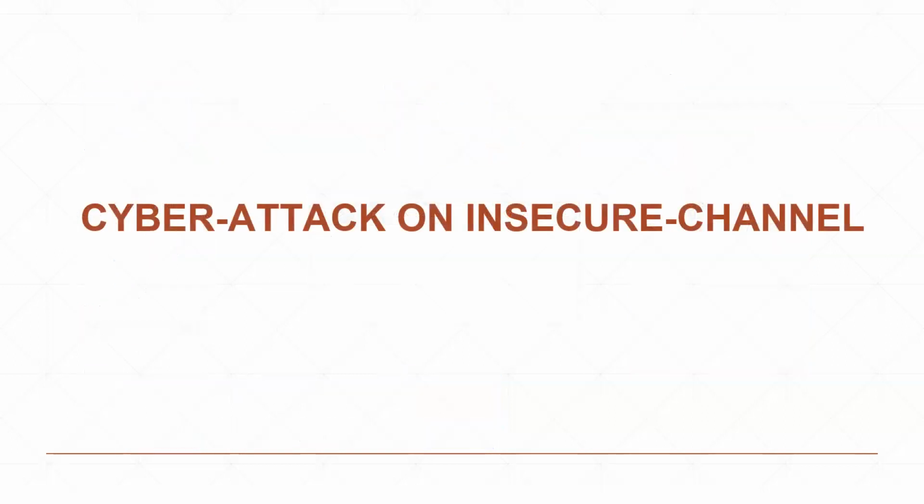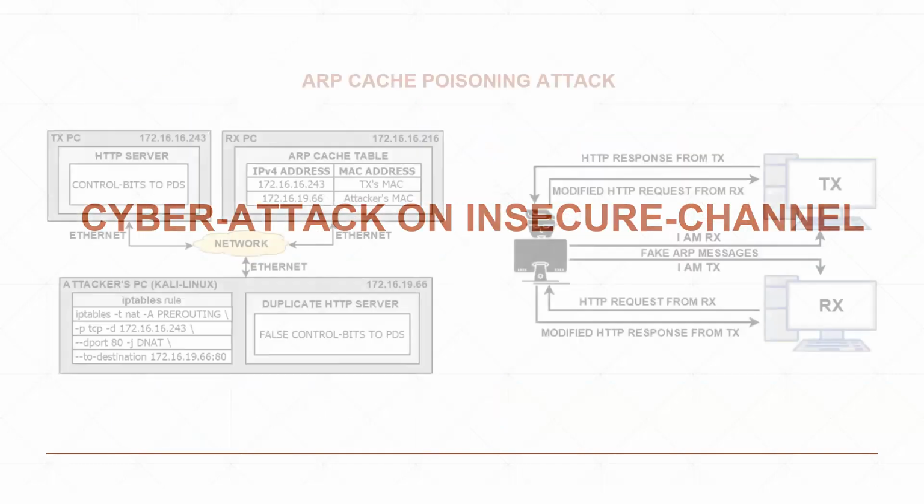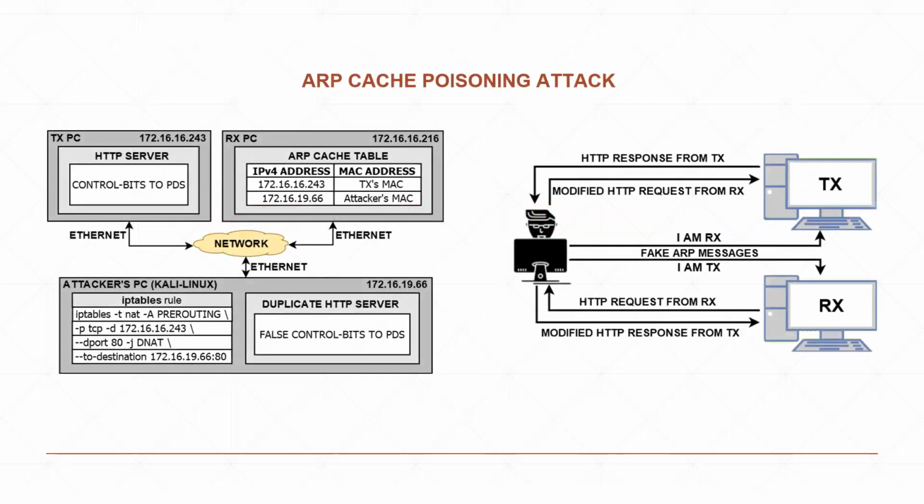Now I'll explain the methodology of the data injection attack I have performed on this insecure channel. This is the procedure followed to perform the FDIA attack using the ARP cache poisoning technique. First, in the ARP cache table of the RX PC, the IP addresses and MAC addresses of the TX PC and the attacker's PC are interchanged. Then the HTTP request to TX made by RX will be routed to the attacker's PC. Then the attacker's PC is made to respond to the RX PC with false control bits.